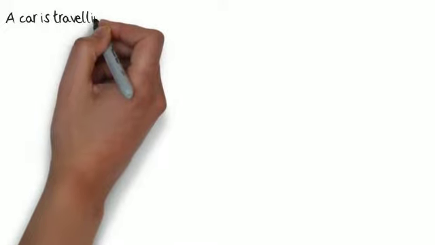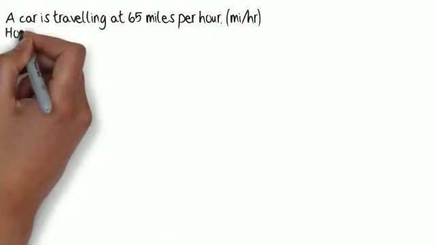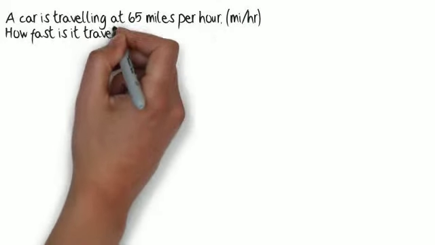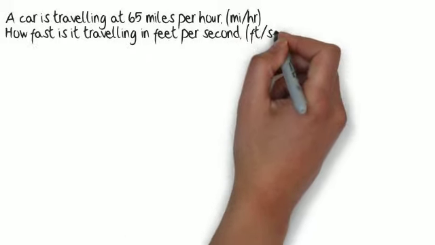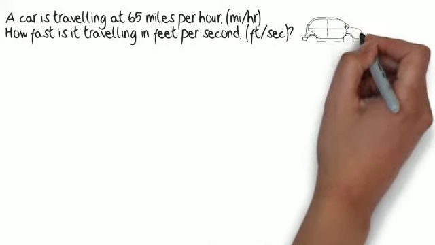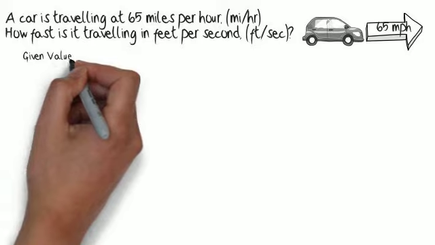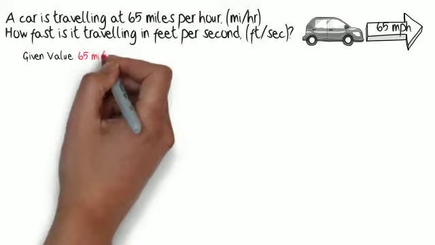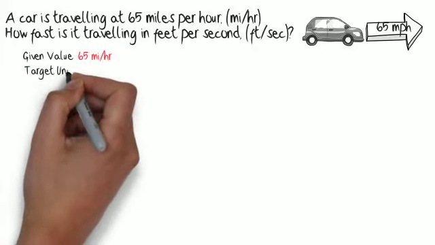Let's try another one. The car is traveling at 65 miles per hour. How fast is the car traveling in feet per second? Now, miles per hour is a fractional starting unit, and feet per second is a fractional finishing, or target, unit. So you're going to see we're going to have to do multiple conversions, where we convert both the miles to feet and the hours to seconds. Our given value is 65 miles per hour. Our target unit, as stated above, is feet per second.